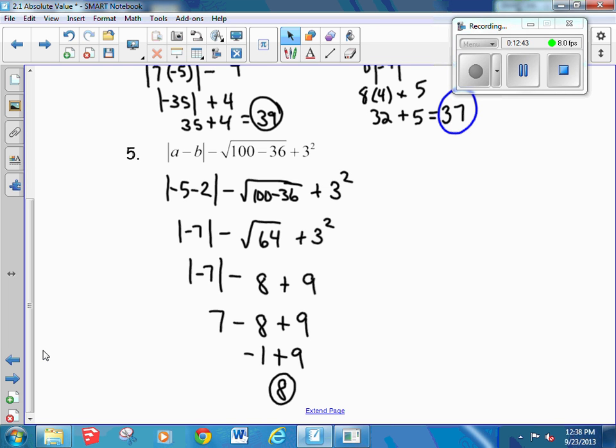Any questions about that? Will? I just have to say, if you did add up the 8 and the 9 and then subtract the 7, your answer would be 10. Yeah, it would be off. It would be wrong. Yeah.